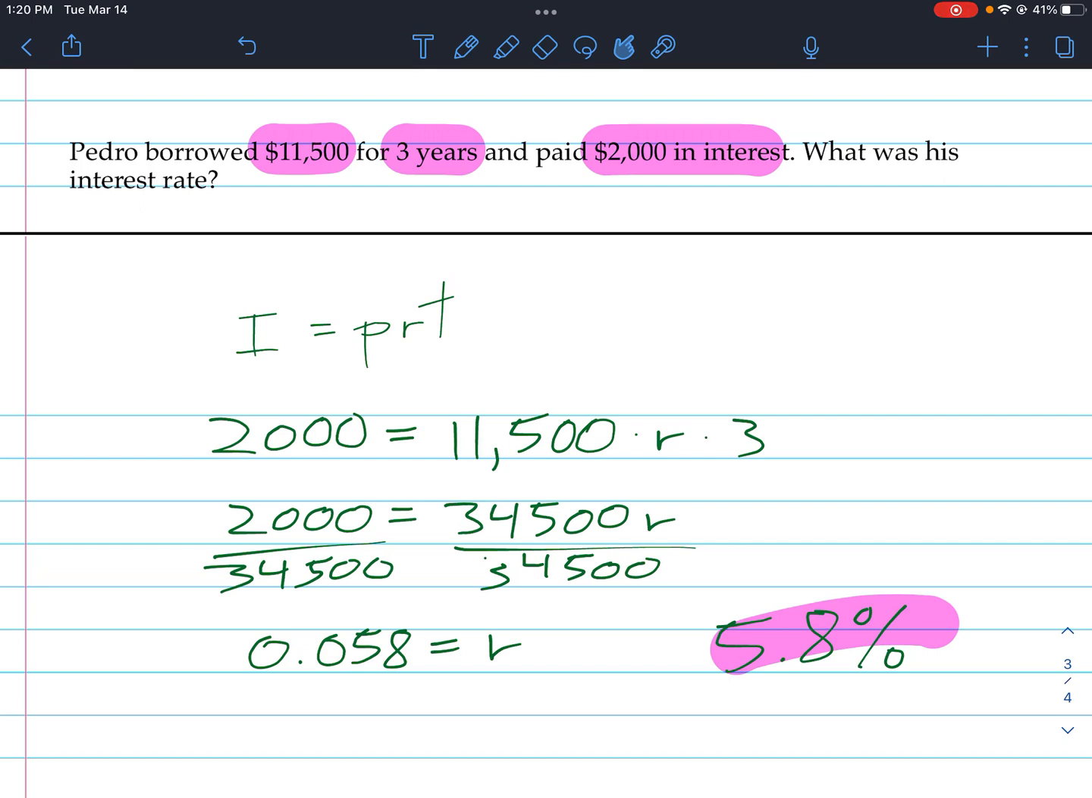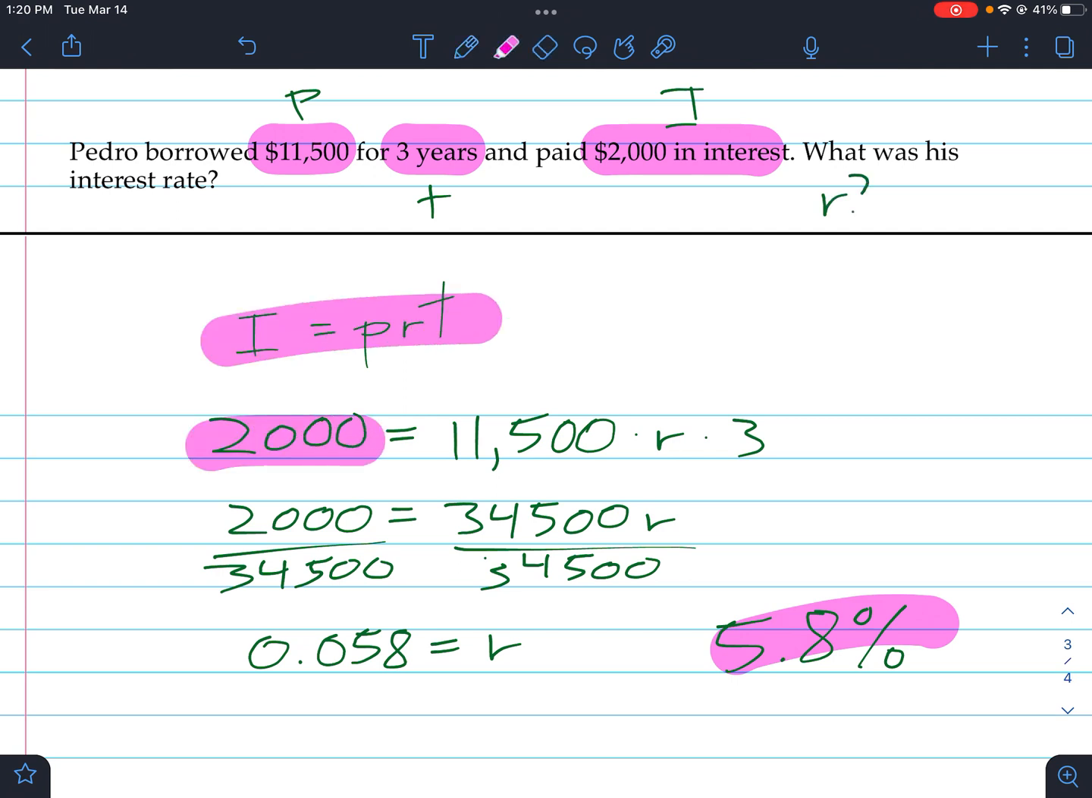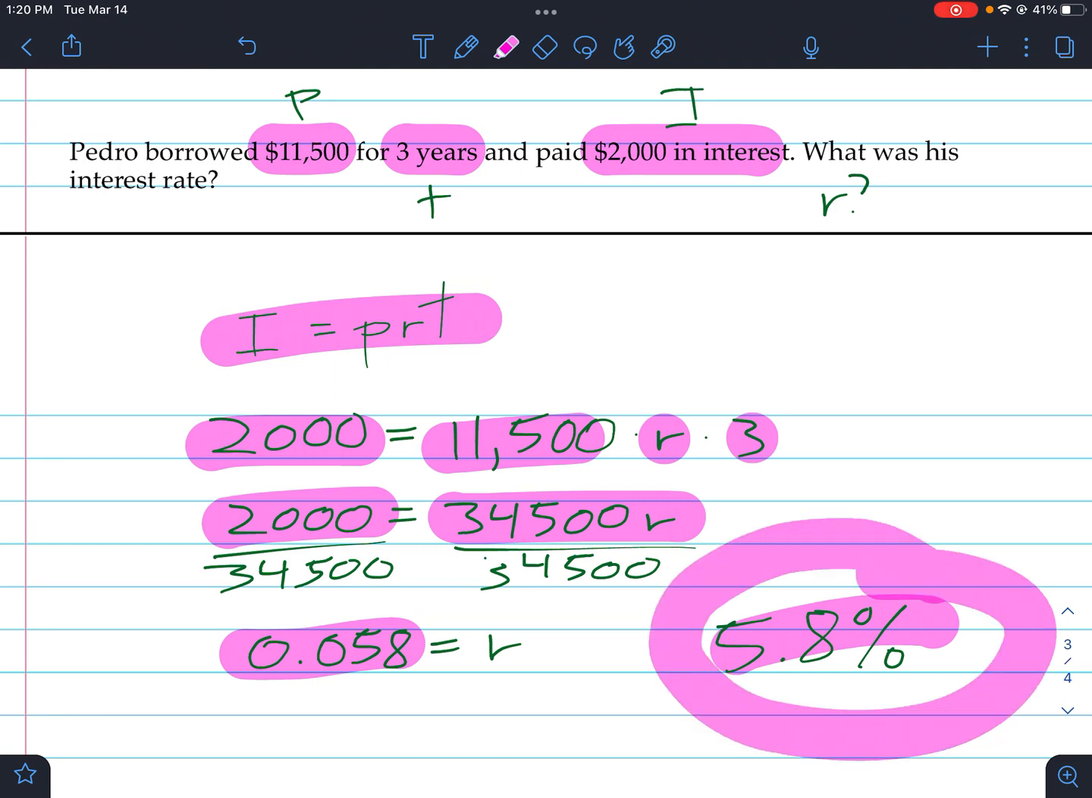And last, Pedro borrowed $11,500 for 3 years and paid $2,000 in interest. What was his interest rate? So the $11,500 is the principal. 3 years is the time, and this is my interest. So what I'm missing is the rate. I = PRT: 2,000 for the interest, 11,500 for the principal, R for the rate, 3 for the time. You can multiply 11,500 times 3, and you get 34,500R. Then divide both sides by 34,500, and you get 0.058 is the rate. But remember, that's the decimal. You have to turn it into a percent, so it'd be 5.8% interest.